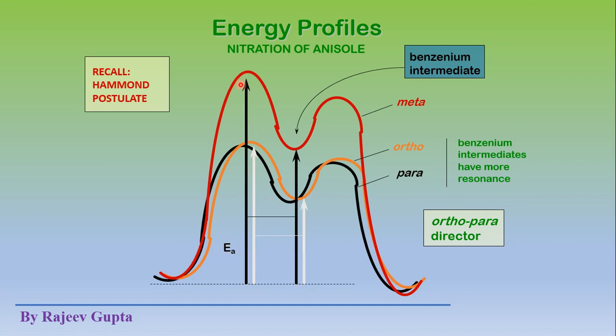We see here this is the activation energy, Ea. The activation energy for meta attack is very high compared to ortho and para attack. Here we get this sigma complex or benzenium intermediate, then this is the stage where the hydrogen carbon bond breaks, and this is the final product formation.